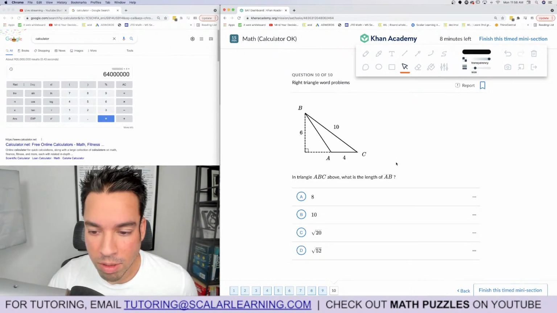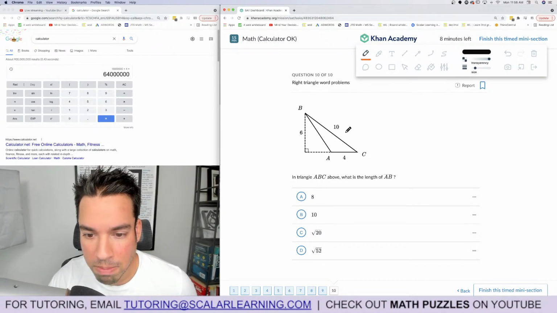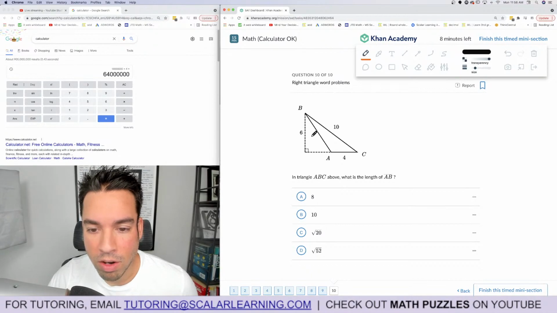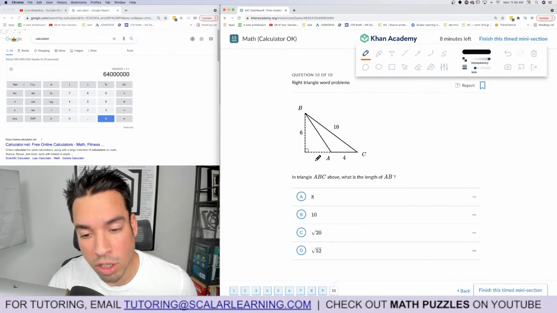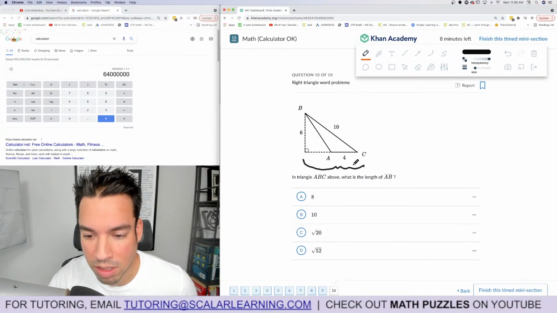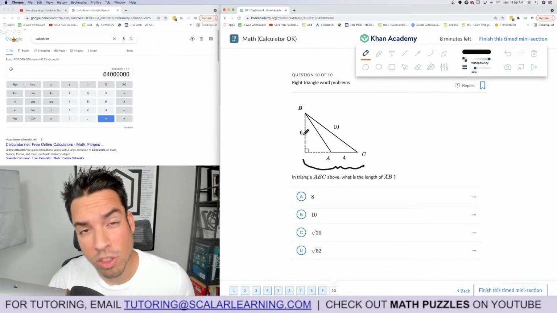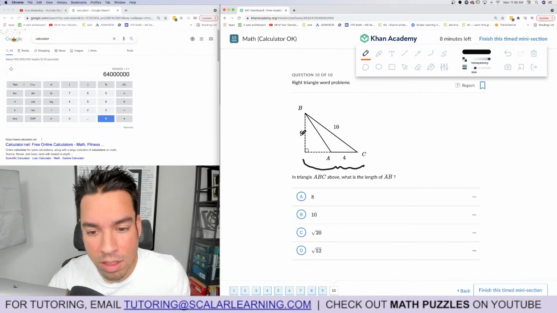In triangle ABC above, what is the length of AB? Okay, I love these ones. So a little geometry in the mix. Oh, check it out. So this is an amazing 3, 4, 5 right triangle, which I've told you guys show up all the time, because if this is 6, this is 10, it's just a 3, 4, 5 doubled, 6, 8, 10. So that means this length down here is 8. That means this length here is 4.